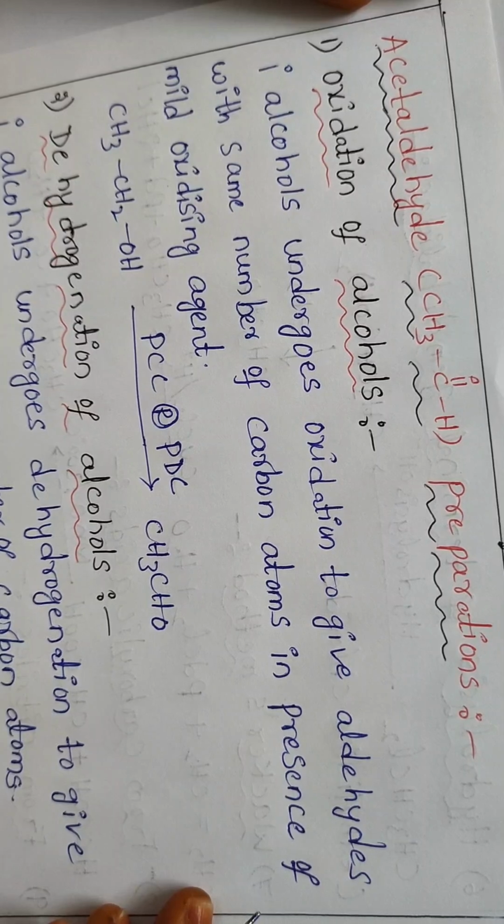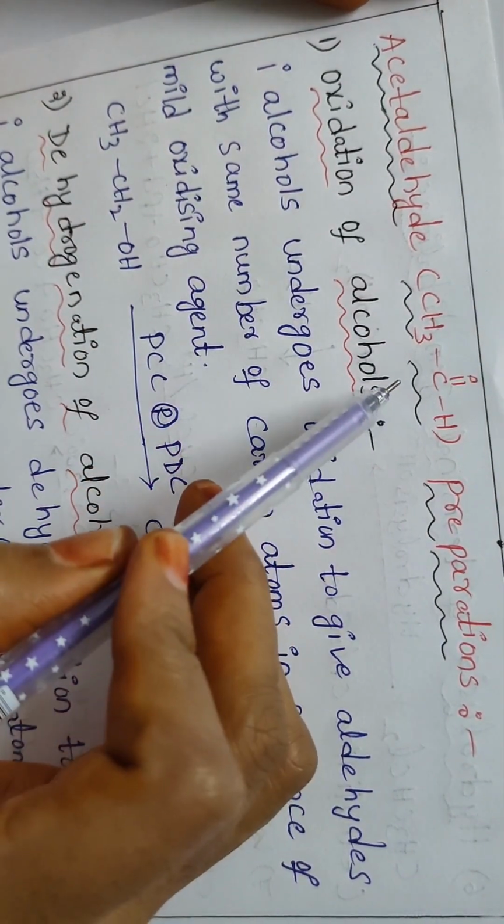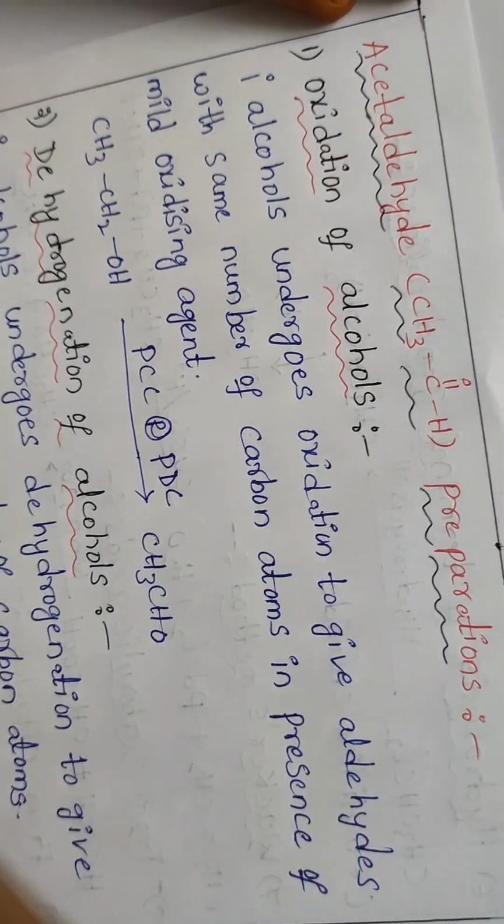So, preparation methods of carbonyl compounds. First preparation is acetaldehyde preparation. Acetaldehyde formula is CH3CHO. Now we are discussing the preparation methods.